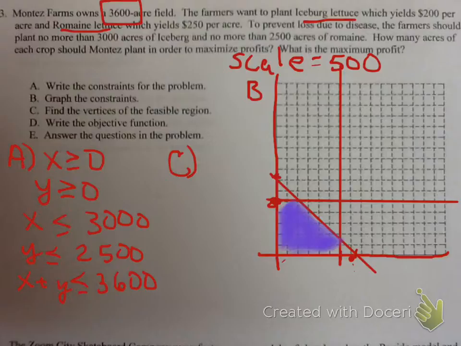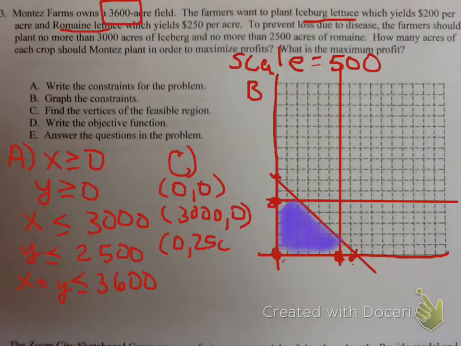The first 3 I think are easy. 0, 0, 3,000, 0, 0, 2,500. Those 3 I'm getting from the x and y intercepts based on the horizontal and vertical lines. The 2 points on the diagonal line I think are a little bit harder, but if you think about them, they shouldn't be.